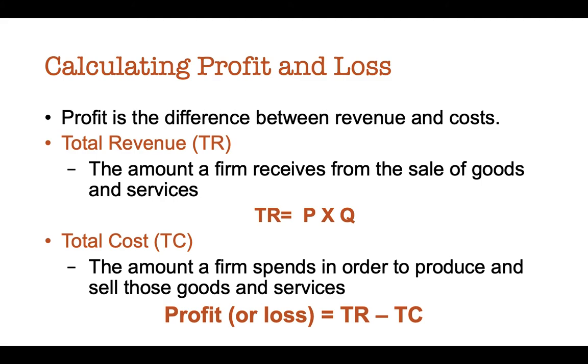So at the end of the day, a firm's profit or loss is going to be TR, total revenue, minus TC, total cost. We're going to try to maximize profit. That's our theory. We want as much profit as possible. So we're trying to make total revenue as big a number as we possibly can, and we also want to minimize the number we're subtracting out. We're trying to minimize our total costs. So the way we maximize profit, by maximizing total revenue and minimizing total costs.